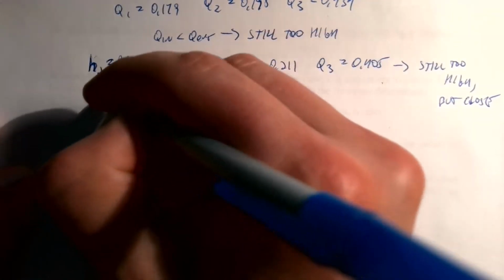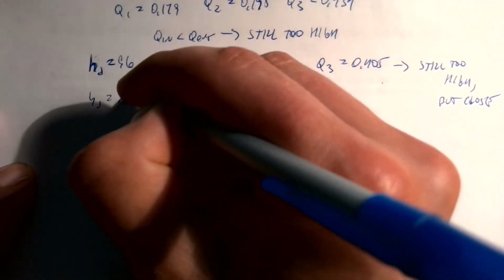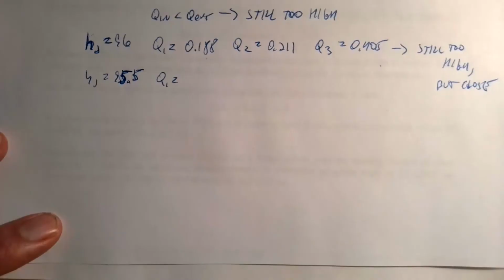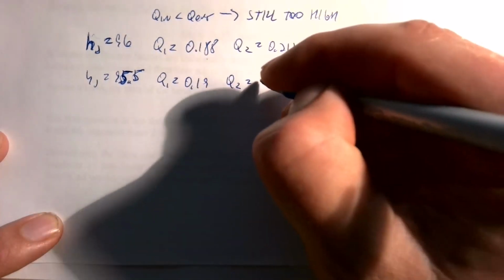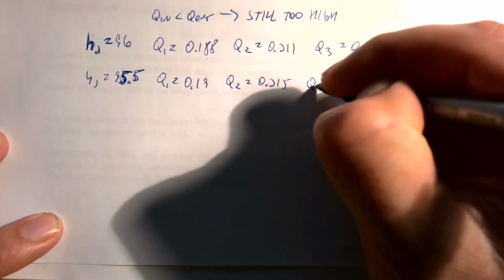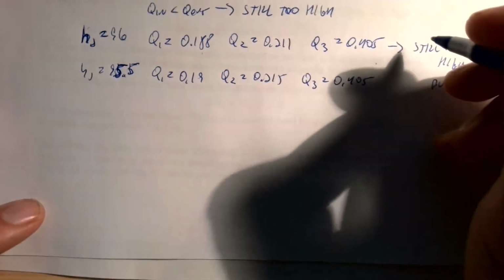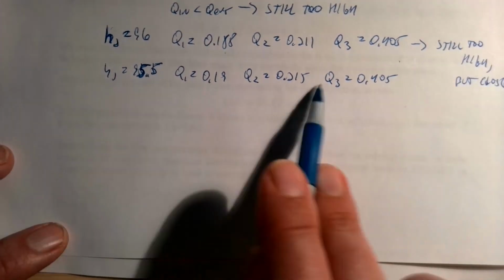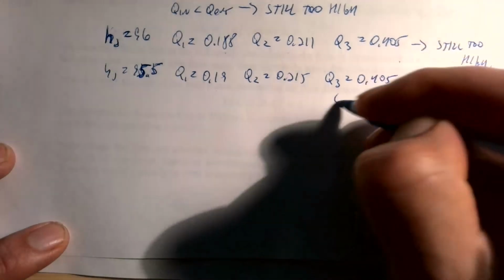And so then when I went to 95.5, I got Q1 was 0.19, Q2 is 0.215, and Q3 is 0.405. Let's see. Yeah, and so this ends up basically closing. So closure.